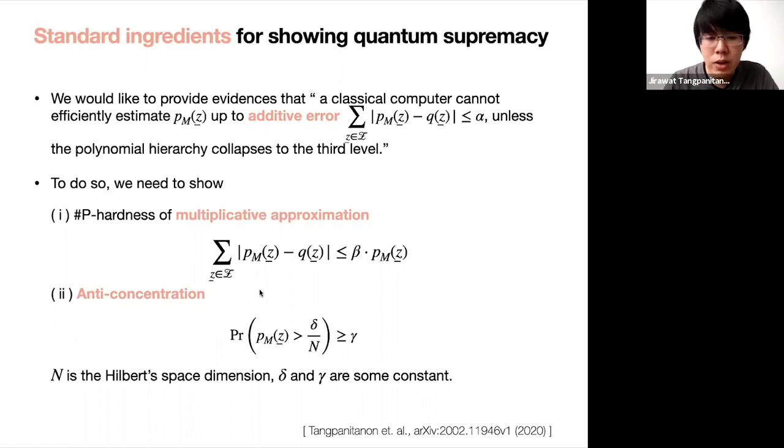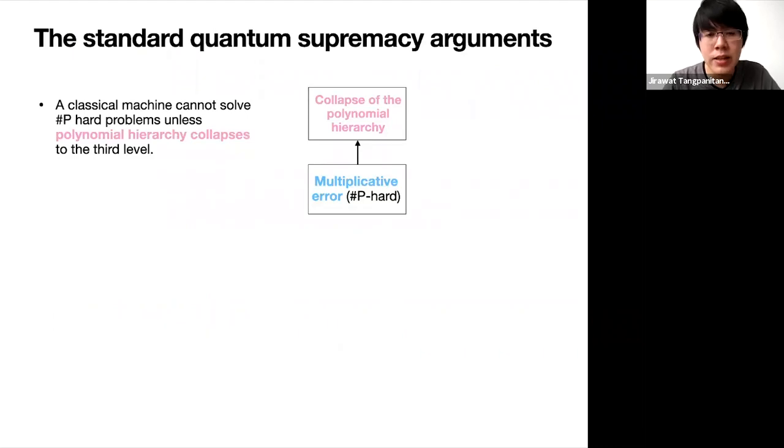Now I'm going to show you how these two conditions lead to the quantum supremacy statement, which again is a standard framework. First, you have a strongly held conjecture in computer science that a classical machine should not be able to solve a Sharp-P hard problem, because if a classical machine can solve a Sharp-P hard problem, it would lead to the collapse of the polynomial hierarchy. But we believe that the polynomial hierarchy should not collapse.